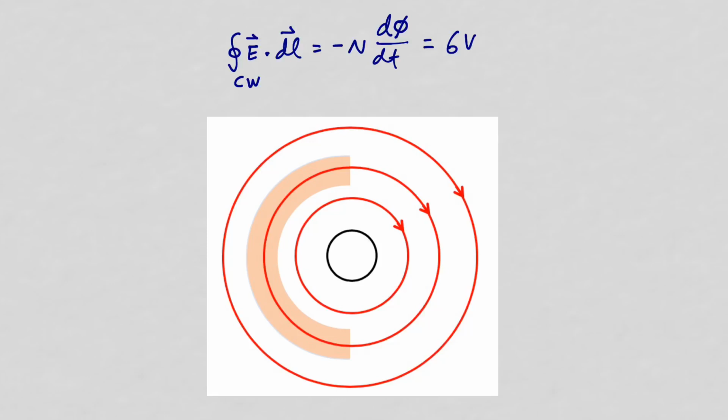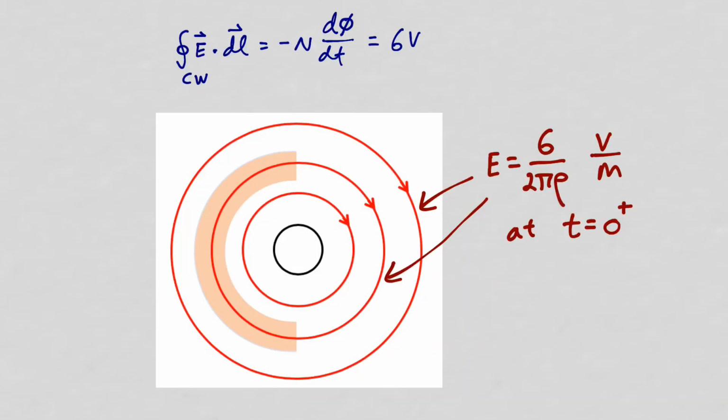Let the current in the solenoid be 0 until t equals 0, and then at t equals 0, the current is ramped so as to produce an electromotive force of 6 volts. So at t equals 0, just after the current starts ramping, the electric field intensity will be the circles around the solenoid of value 6 over 2 pi rho volts per meter. So initially we have that electric field intensity inside the conductor, and initially there will be a current flowing in the direction of the electric field intensity.